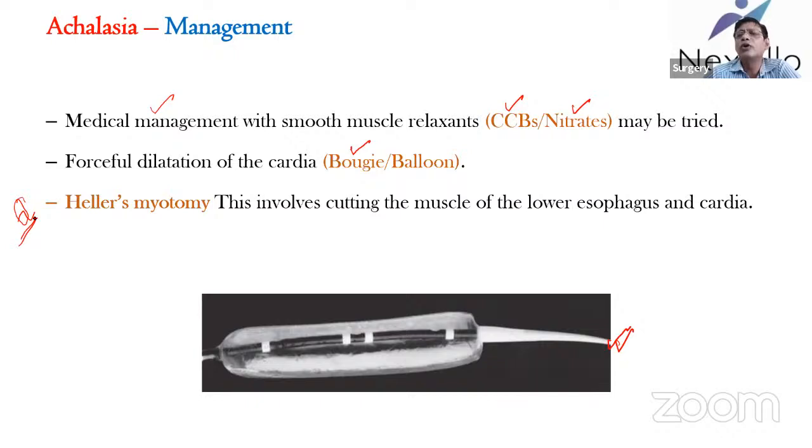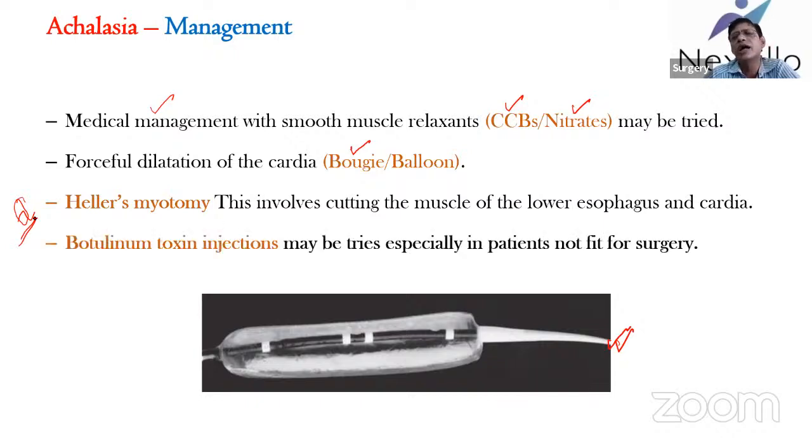One more management option is available. Suppose the patient is not fit for surgery, in that scenario, we can go with the botulinum toxin injection in that area. Botulinum toxin causes paralysis of the muscle over there, and ultimately this area becomes dilated out due to the relaxation of the circular muscle fibers. This is utilized only in those patients who are not fit for surgery or not desirous of surgery.